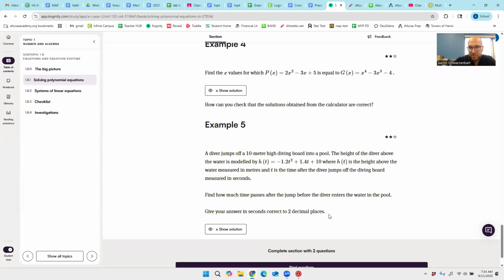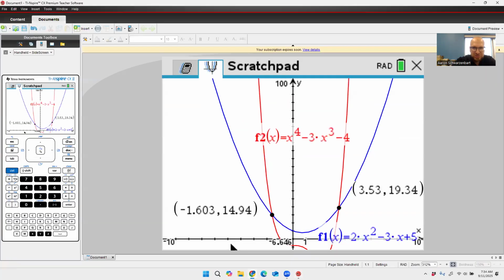You can use the quadratic formula. h of t is going to be 0 when it lands in the pool. It does tell me specifically correct to 2 decimal places, so that's how I will round. I feel like solving with the calculator.